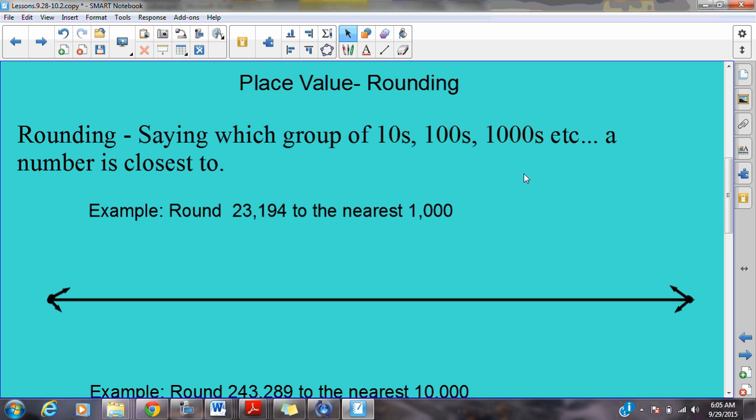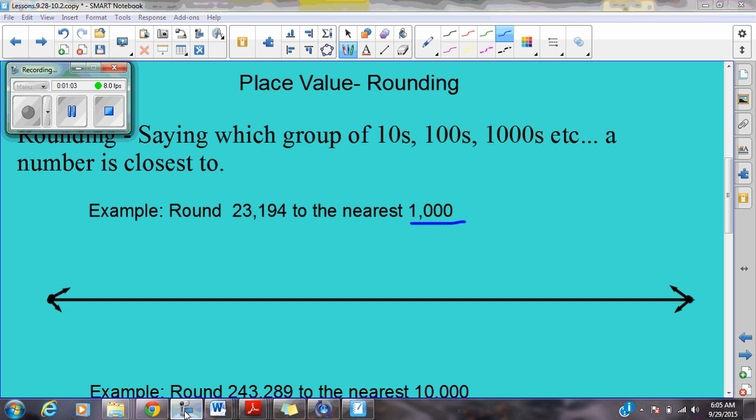So let's look at an example. We have: round 23,194 to the nearest thousand. Now, because we're talking about thousands, everything we do is going to be based on counting by thousands and the thousands place. So here's where all of your knowledge of place value comes into play. You have to know which place the thousands is. So I am going to mark that.